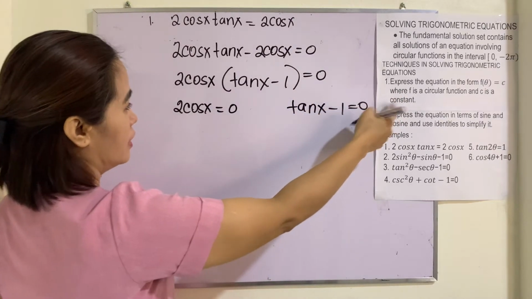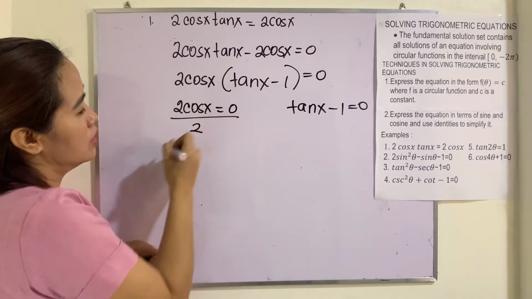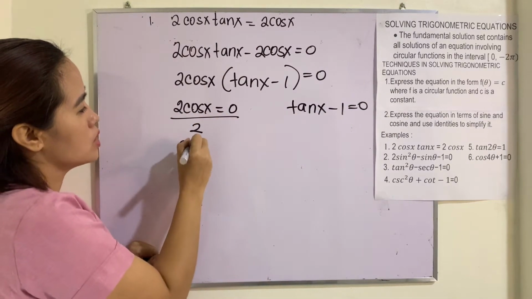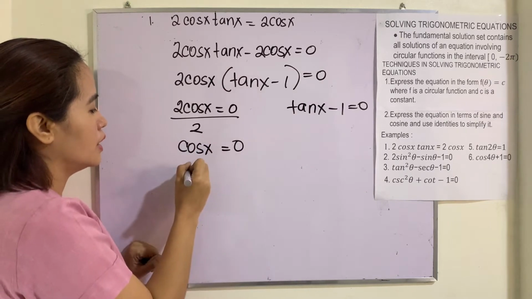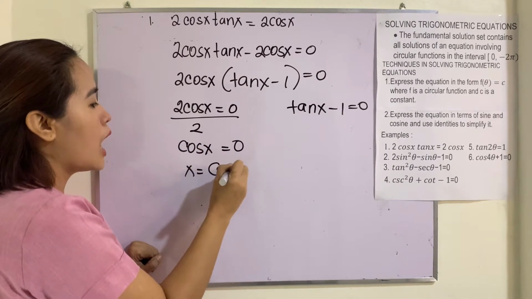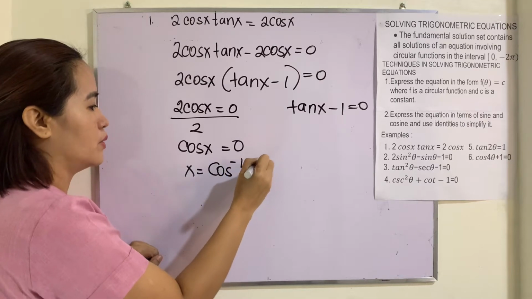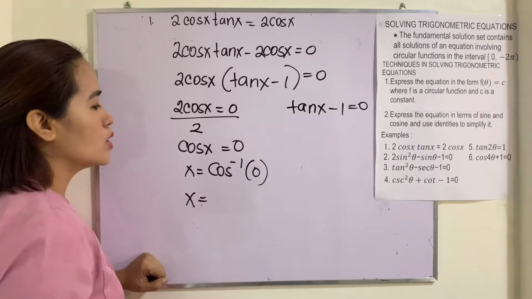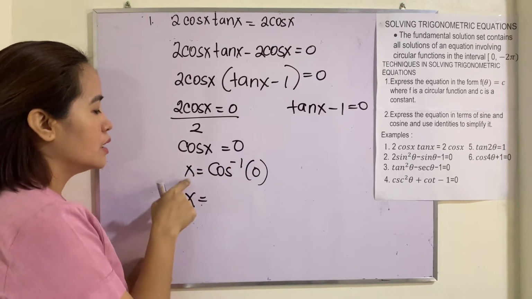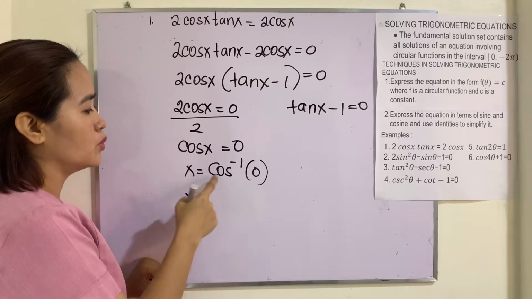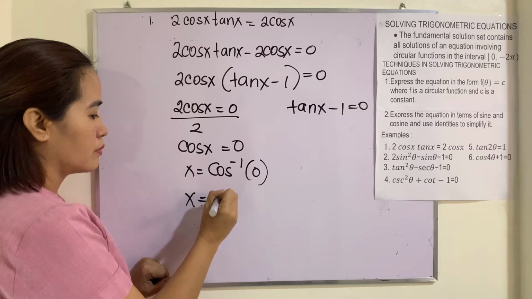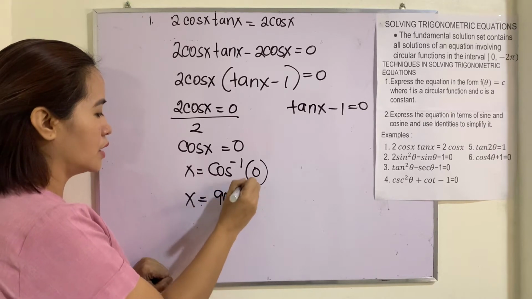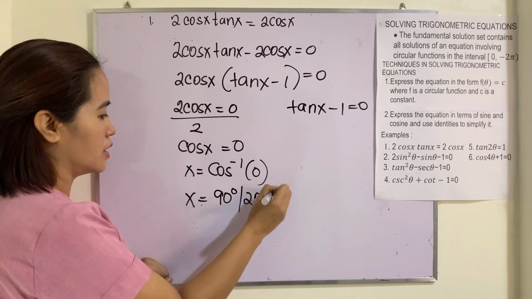And then we'll apply this one now. You divide both by 2. So this one is cosine x equals 0. So x is equal to arc cosine 0. And of course, we know that the values of x in which the cosine function is 0 are 90 degrees and 270 degrees.